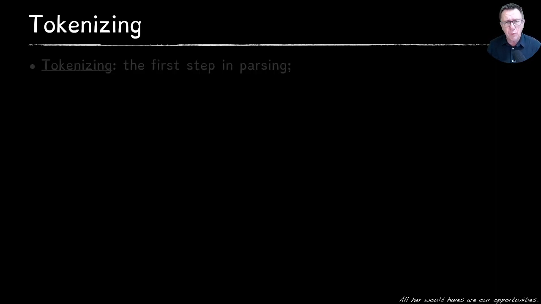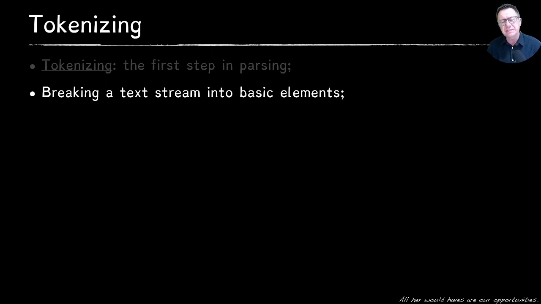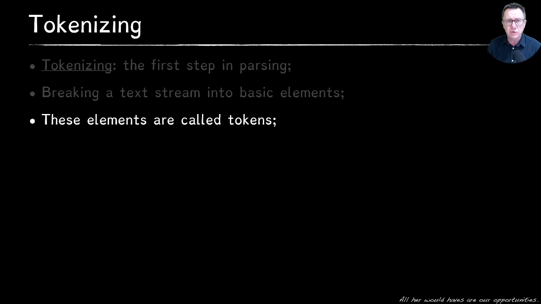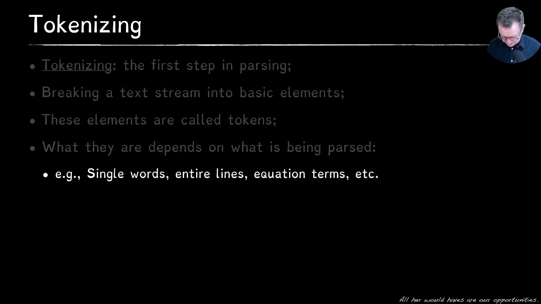Tokenizing is a really important part of parsing. And as I've said there, it's really the first step that we take. What happens is we're going to break the text stream into its basic fundamental elements, okay? And when we do that, each of these elements we refer to as a token. Now, what are the tokens? Well, that is dependent on what we are actually parsing. What's the text? Are we parsing a single word? An entire line? It might be an equation. What we are parsing will determine what a token is.